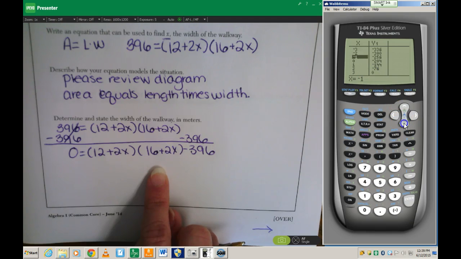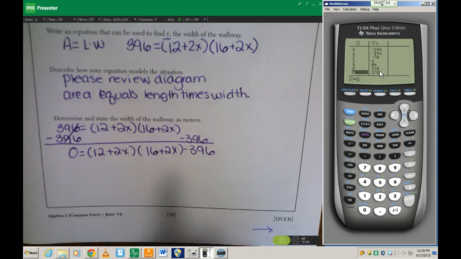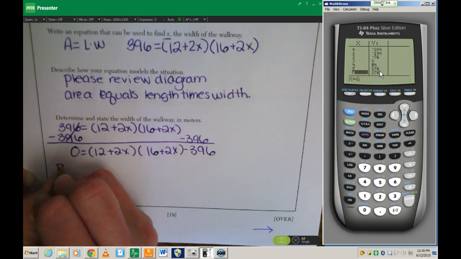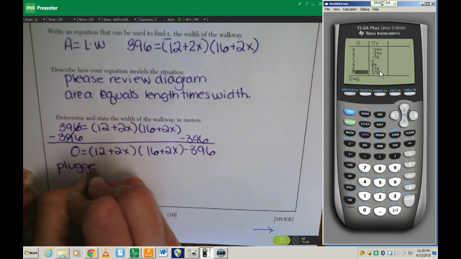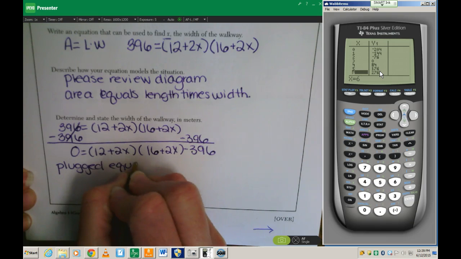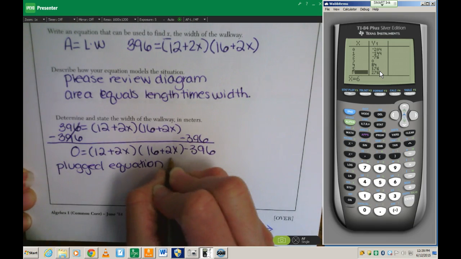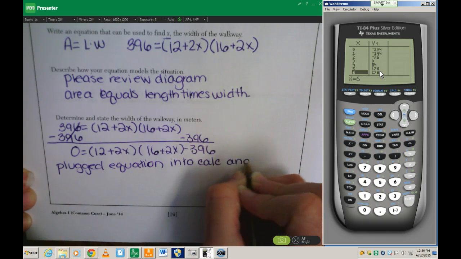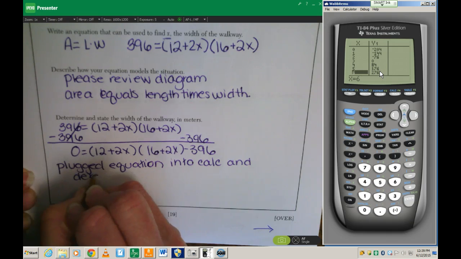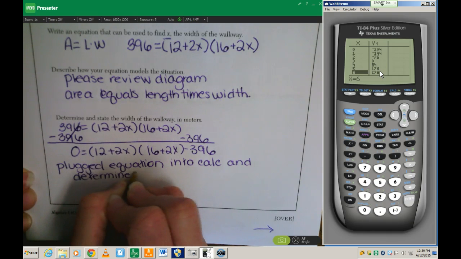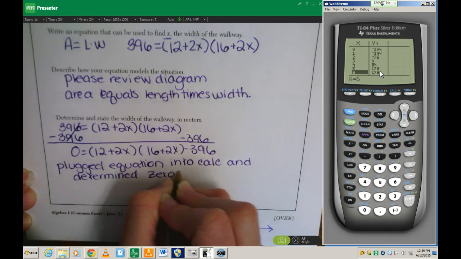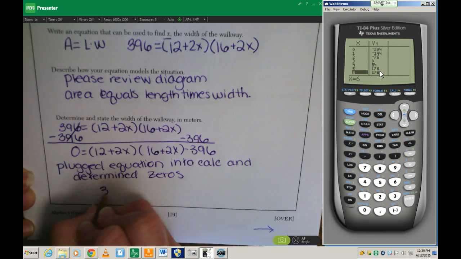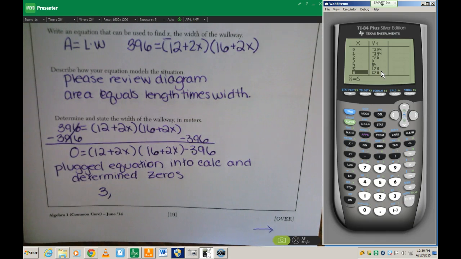So we already see right here, at 3, it's 0. And we know it goes all the way down, it hits 0, and then it goes back up. So what we need to write down is we plugged the equation into Calc and determined zeros. So we know that one is at 3, and now we have to find our other 0.